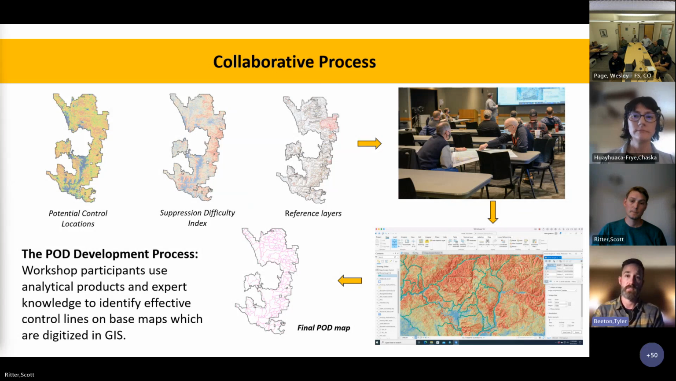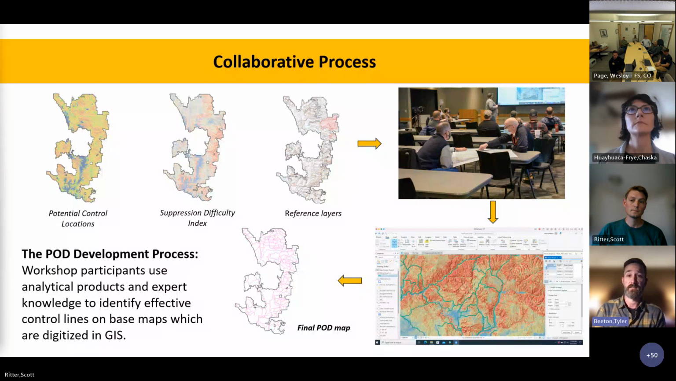You'll have a series of mapping sessions over the next few days where we get folks in the room. We have a big projector screen with the GIS, and we have all of these layers laid out. So we'll have the potential control locations analysis, suppression difficulty index, and a number of reference layers to situate the experts in the room. And then we go through the mapping exercise. Folks will pull up different geographic areas in the landscape and start talking about where the most effective places in the landscape are to contain a fire, and where those are relevant to the values and risks that we care about.